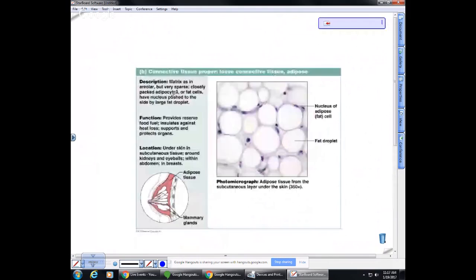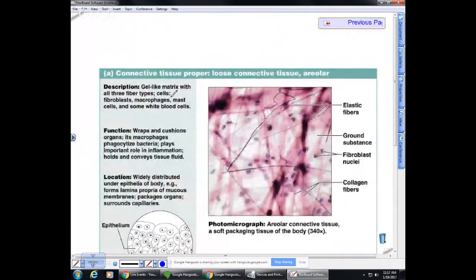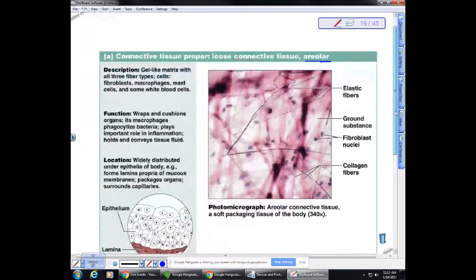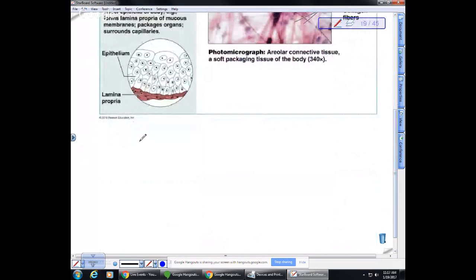Okay, so let's go back to this cell. This is actually called areolar connective tissue, and this is the most abundant connective tissue in our body. It has lots of space. Areolar means that it's got lots of space.